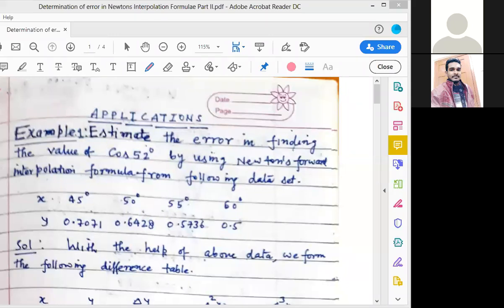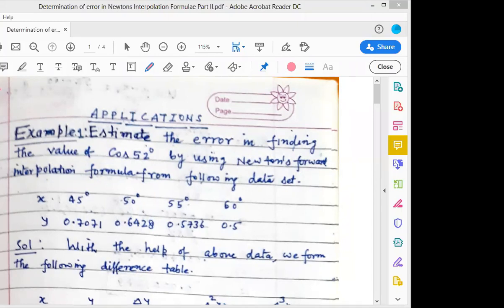So in this lecture, we will be able to compute the amount of the error while applying Newton's forward interpolation formula as well as Newton's backward interpolation formula. If you remember the previous lecture, we computed the amount of the error through interpolation formulae.